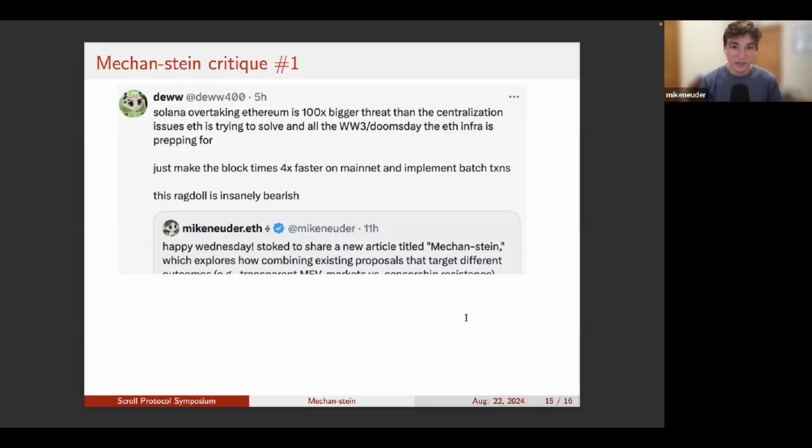Solana overtaking Ethereum is a 10 times bigger threat than the centralization issues ETH is trying to solve and all the World War III doomsday the ETH infra is prepping for. Just make the block times 4x faster on mainnet and implement batch transactions. This ragdoll is insanely bearish.